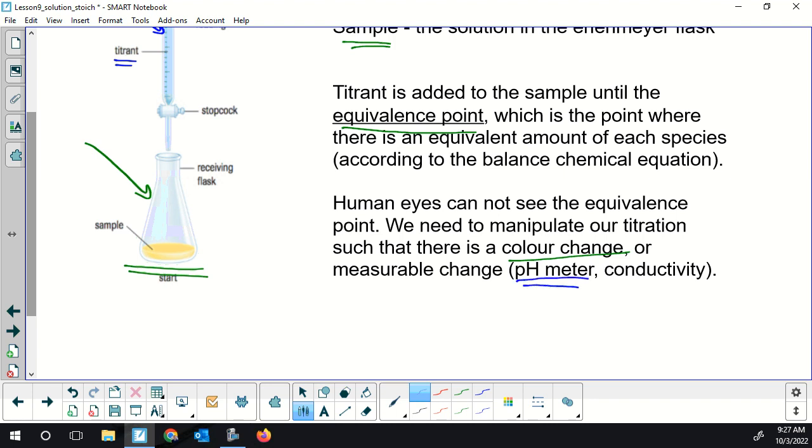Okay. You could, in post-secondary, potentially use a pH meter instead of a color to tell us. So if you had a pH meter and you hit 7 on the pH meter, it would tell you at the equivalence point. Or you could potentially use conductivity. If you were getting rid of ions or forming ions, you could potentially use that data to tell you when to stop.